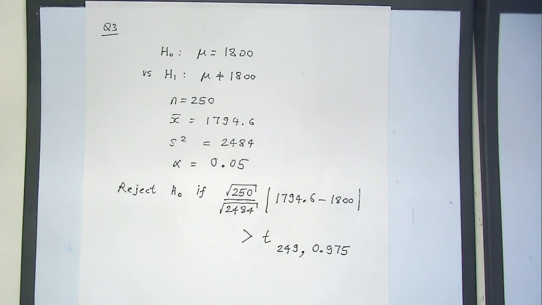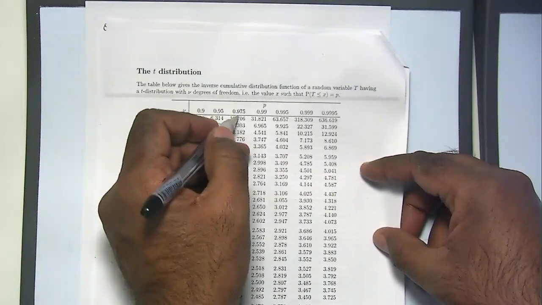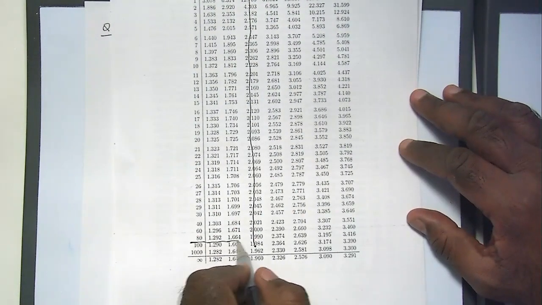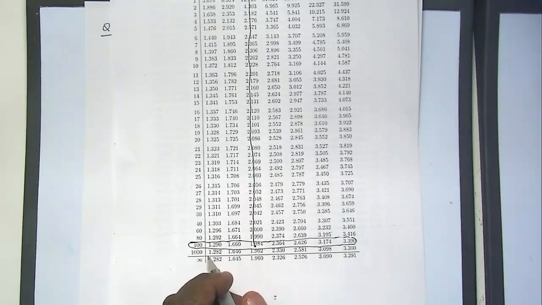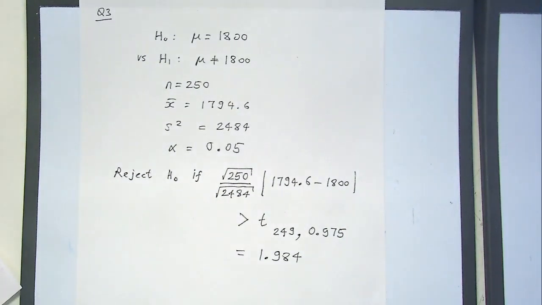So if you go to the t table, here we are. This is 0.975. So you go down this column like this, and you look for 249. There's no 249, but the value closest to 249 is this one here. You follow me? Right, 100 is the closest number to 249. So what you have is approximately 1.984. Yeah.